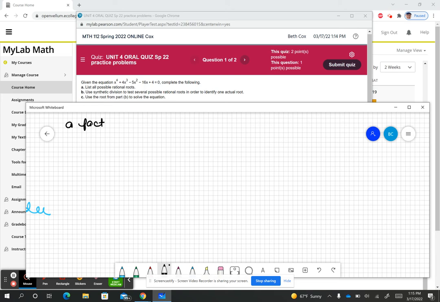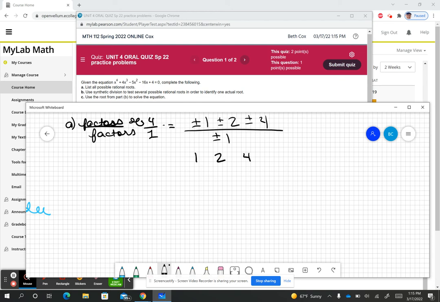We're going to do the factors of 4 over the factors of 1, and that's not very many options there. So the factors of 4 are positive and negative 1, 2, and 4, over the factors of 1, which is positive and negative 1. So we're looking at 1, 2, 4, positive and negative. So that's step 1. That's the answer to 1.